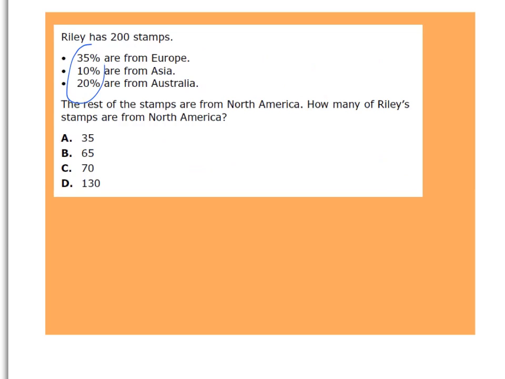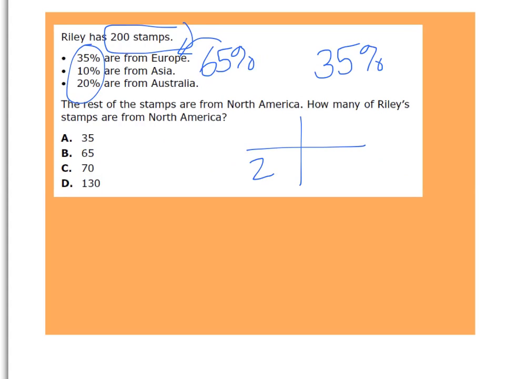Well, let's just look at this and figure out what percent of his stamps are from North America. And if I add up what I see here, it looks like I have 65% covered by these other countries. We know that 100% is the whole group. So if I take 100% minus my 65, I'm left with 35%. I want to know out of his 200 stamps, what is 35%? So 200 is all of his stamps. 35% would go up in here. Crisscross multiply, divide by the lonely guy, and you should get 70 stamps.